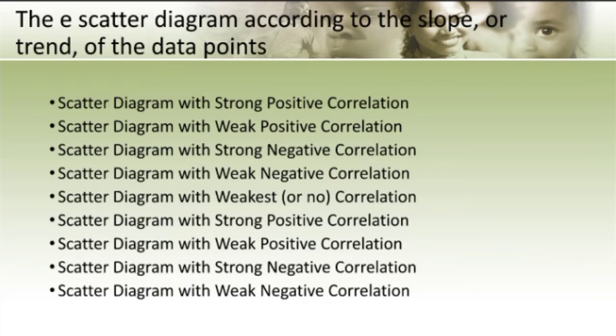Next is scatter diagram with weak negative correlation. As the value of x increases, the value of y will decrease but the pattern is not clear. So, ibig sabihin, hindi pa ito klaro. Magulo pa siya. Walang kinalalabasan niyo. Parang wala kang maintindihan. Hindi pa maliwanag sa'yo. The next one is the scatter diagram with no correlation.